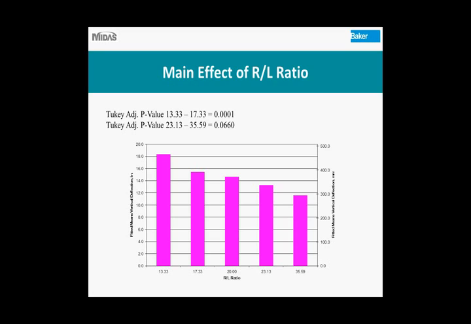Okay, now on this graph, we're looking at the main effect of the R over L ratio. And once again, remember, R over L is our radius divided by our unbraced length. So this provides some interesting information. The R over L ratio of 13.3, 17.3, and 20.